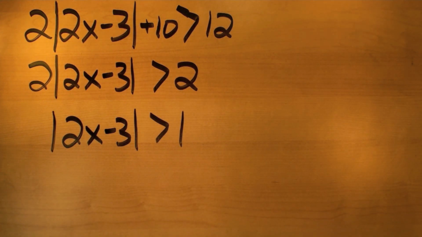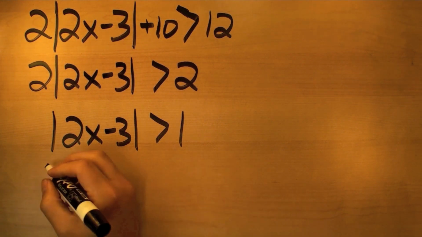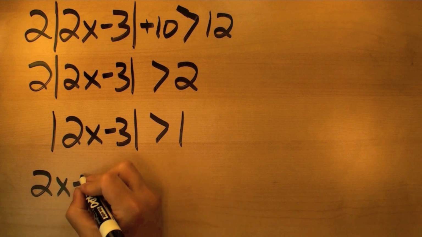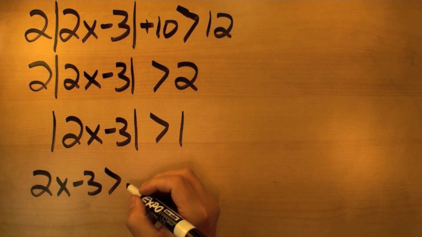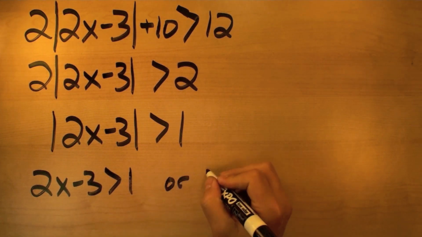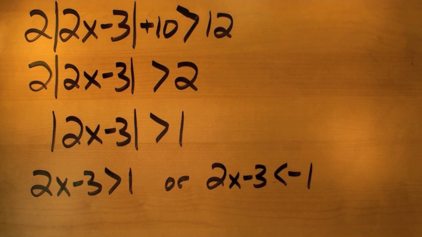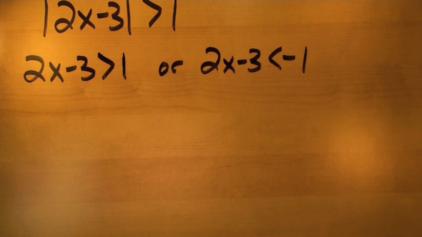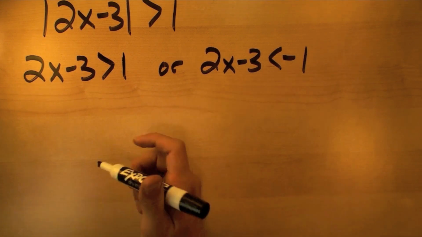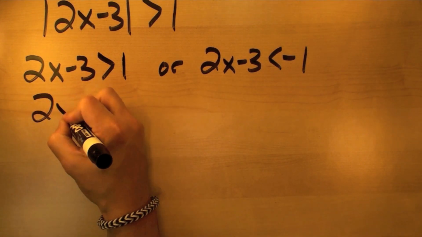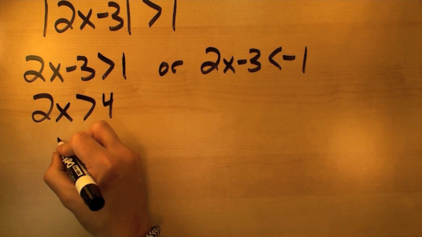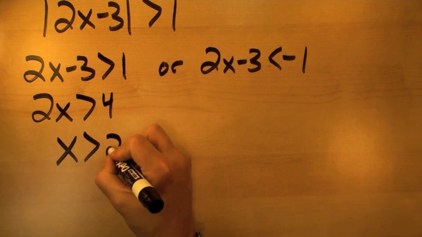Now that we have the absolute value isolated, we can go ahead and apply our rule that says 2x minus 3 is going to be greater than 1, or 2x minus 3 is going to be less than negative 1. That was the direct interpretation of the rule for absolute value greater than c. And now we'll solve these just as we would normal inequalities. So let's add 3 to both sides. So 2x is greater than 4. Divide by 2. We get x greater than 2.